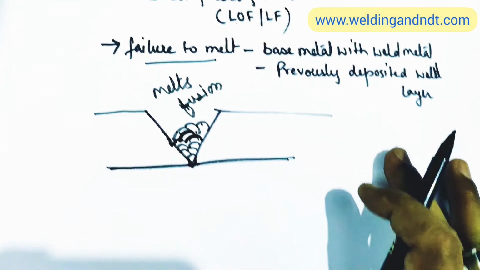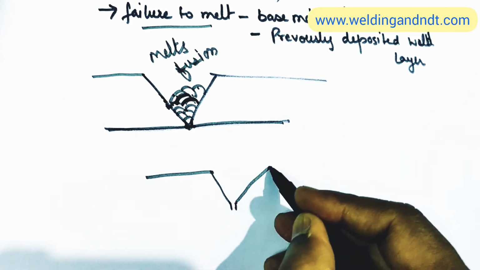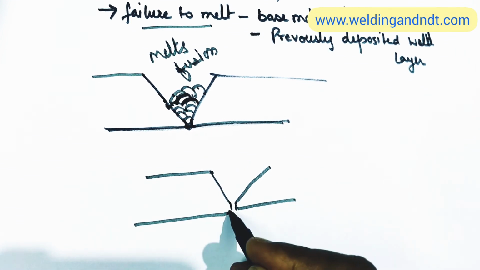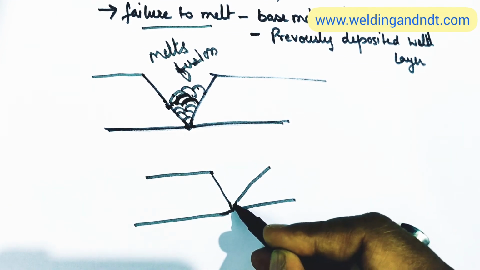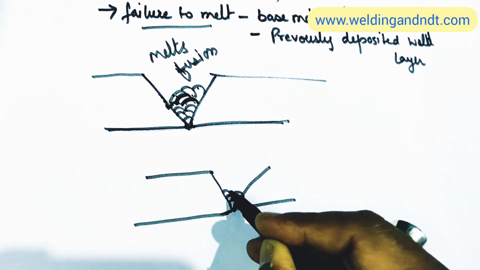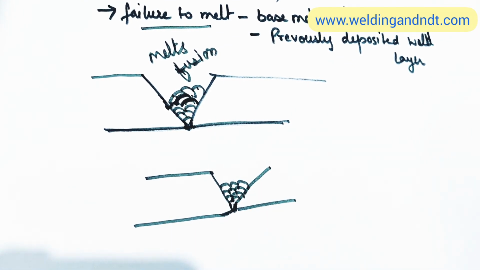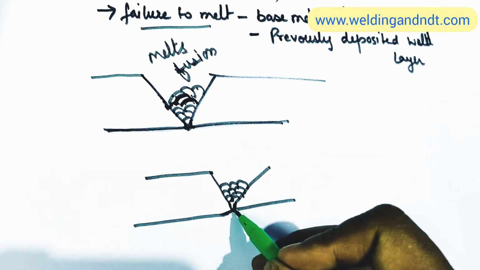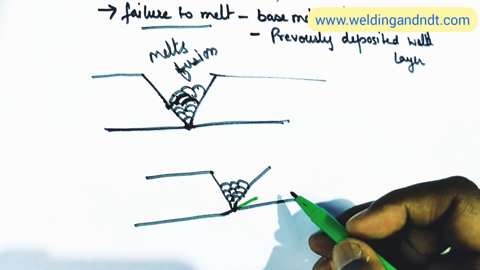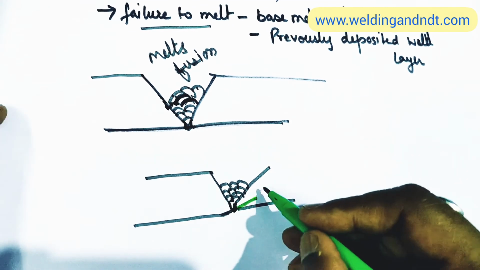So friends, again I'll make one clear drawing. Let me suppose this is a single V. Now we start with the root run, that is the first welding. Here the root run will be there, then second, third, so like this the welding will be done. Now if there is a fusion problem at the root, then it is called lack of root fusion.